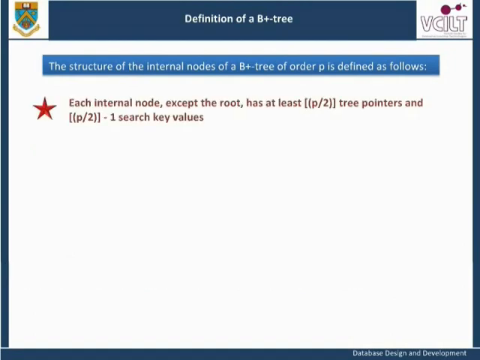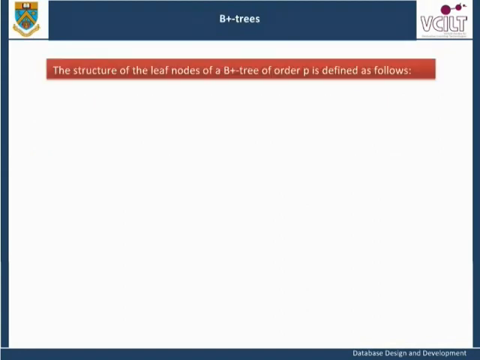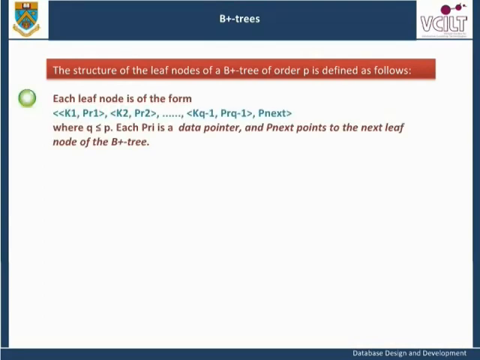Each internal node, except the root, has at least p/2 tree pointers and p/2 - 1 search key values, that is, must not be less than half full. The root node has at least 2 tree pointers and 1 search key value, if it is an internal node. An internal node with q tree pointers, q ≤ p, has q-1 search key field values. The structure of the leaf nodes of a B+ tree of order p is defined as follows. Each leaf node is of the form K1, PR1, K2, PR2, ..., K(q-1), PR(q-1), next.